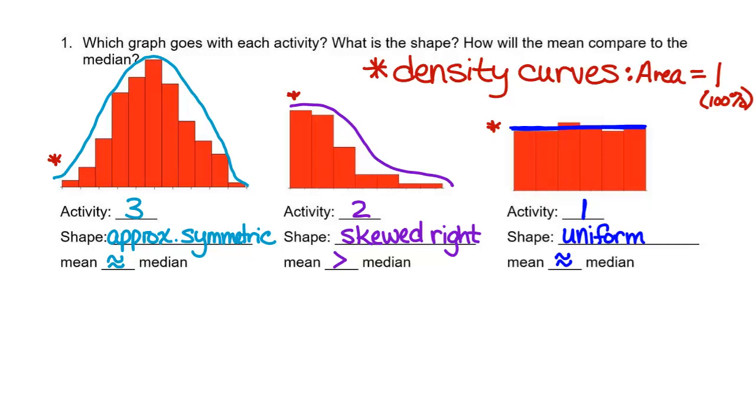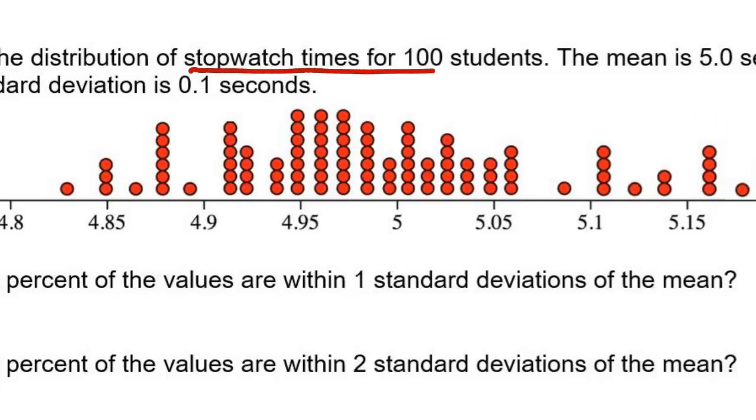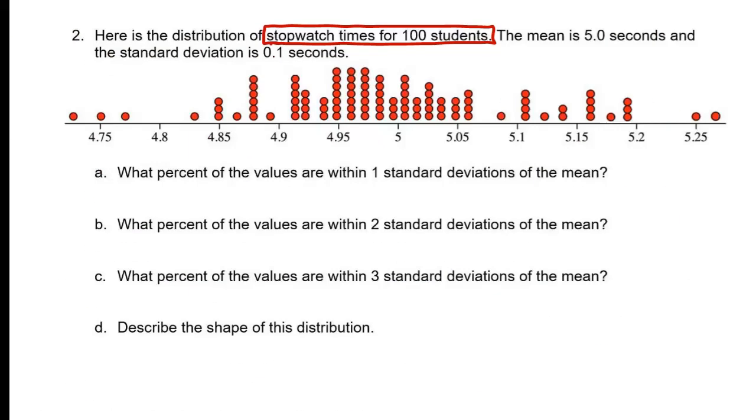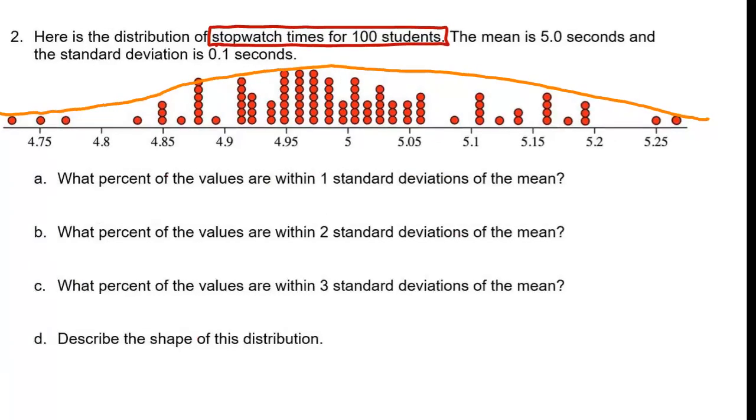I want to look at a really special density curve right now. I've got a dot plot showing the stopwatch times for 100 students. So there are 100 little red dots on here. So this would be the kiddos that got exactly 5 seconds, 5.05, 4.95, and so on. This shape is approximately what? It's approximately symmetric.